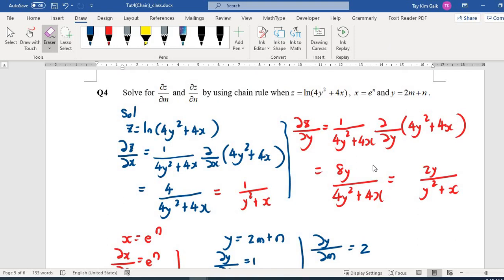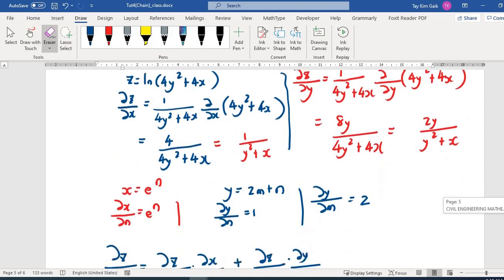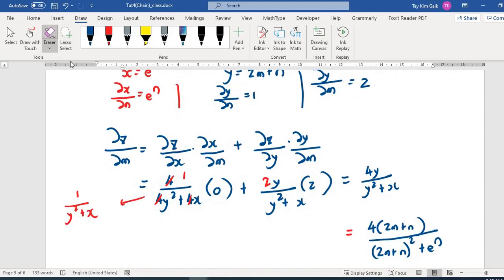So del z del x, we have 1 over y squared plus x. Del z del y, cancel each term by 4. This one divide by 4, divide by 4, divide by 4. So 2y over y squared plus x. So this one we cancel by 4. This one is 1. This one no longer. So del z del x is 1 over y squared plus x. But here you multiply by 0, whole term 0. So it's just left 2 times 2, 4y over y squared plus x.